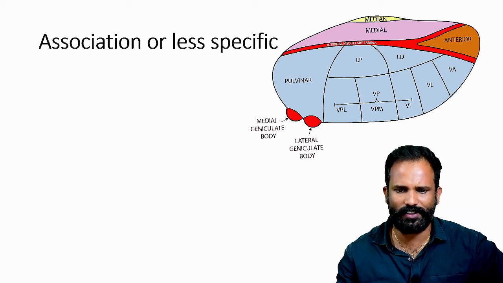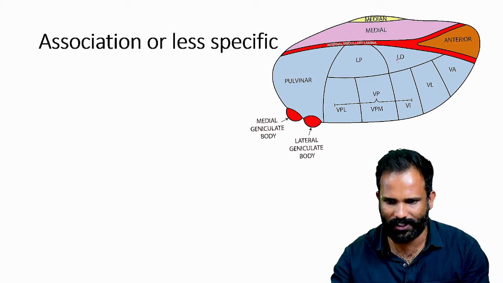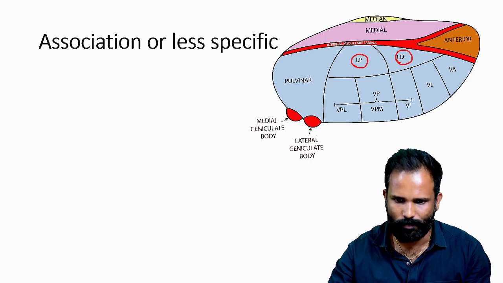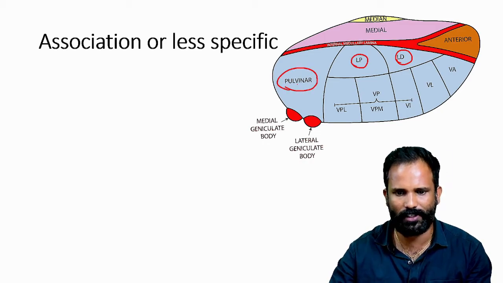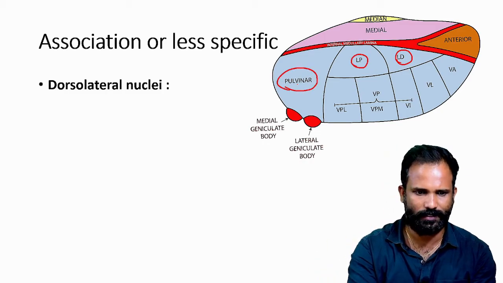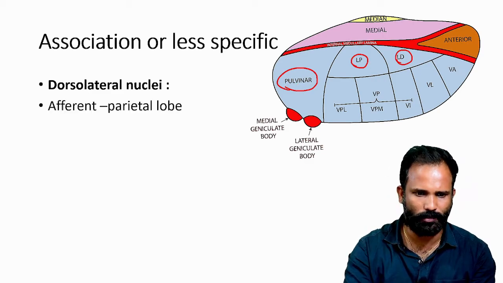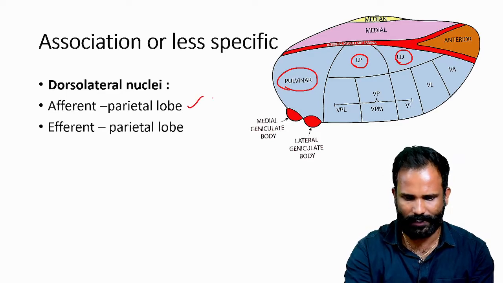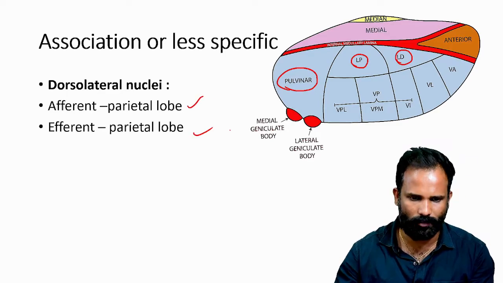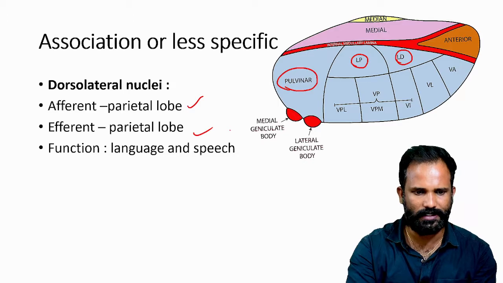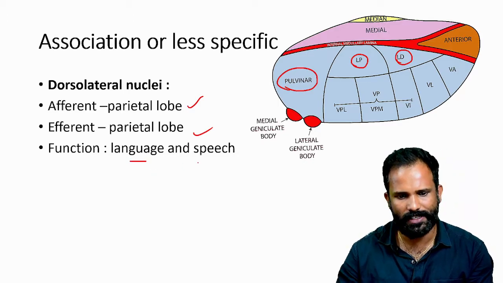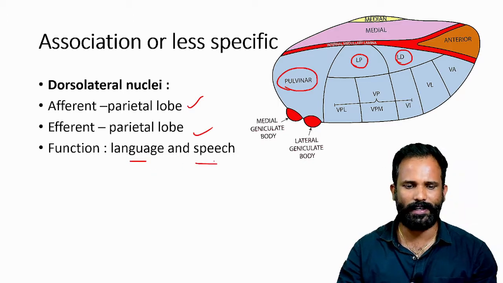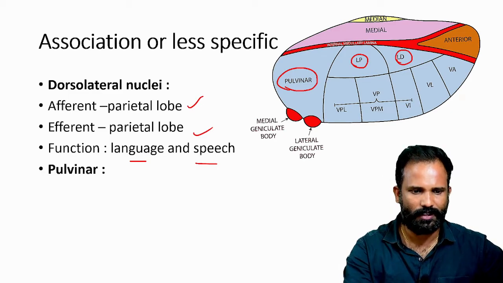And now we are with the association or less specific, which are nothing but dorsolateral, posterolateral or lateral posterior and pulvinar. These three are less specific. So dorsolateral nuclei and posterolateral both. Afferent is parietal lobe, efferent is also parietal lobe, and that is concerned with language and speech. So they are coordinating this language and speech.